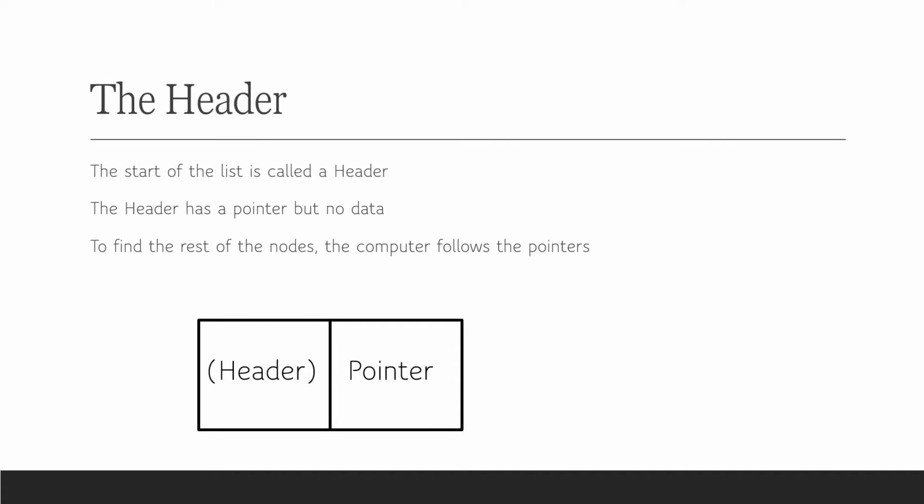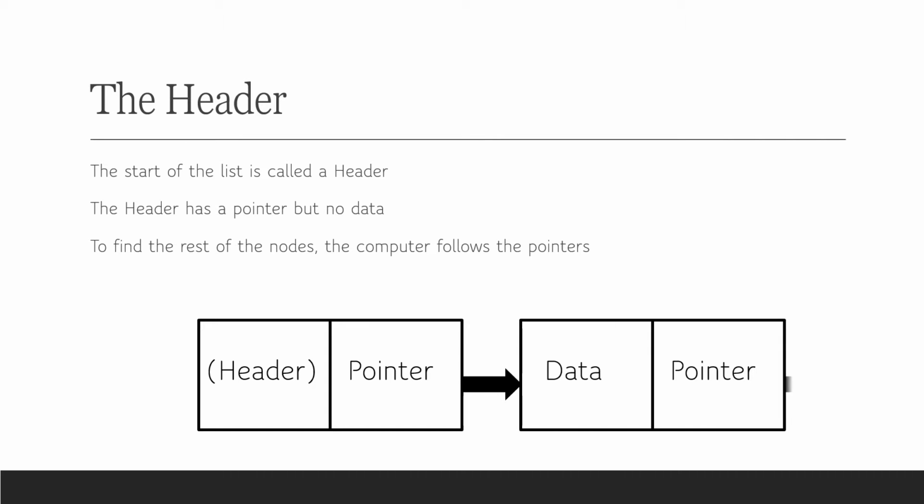The start of a linked list is called a header. The header has a pointer but no data. To find the rest of the data in the linked list, the computer has to follow the pointers, starting at the header. Of course, there can be many values in the list.